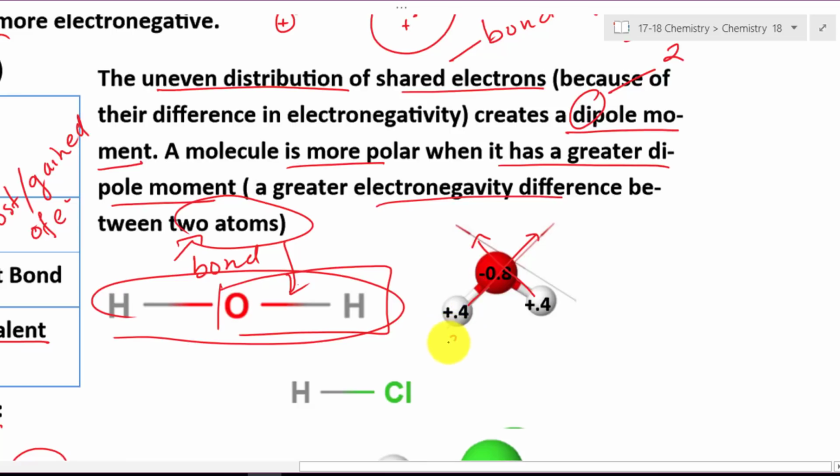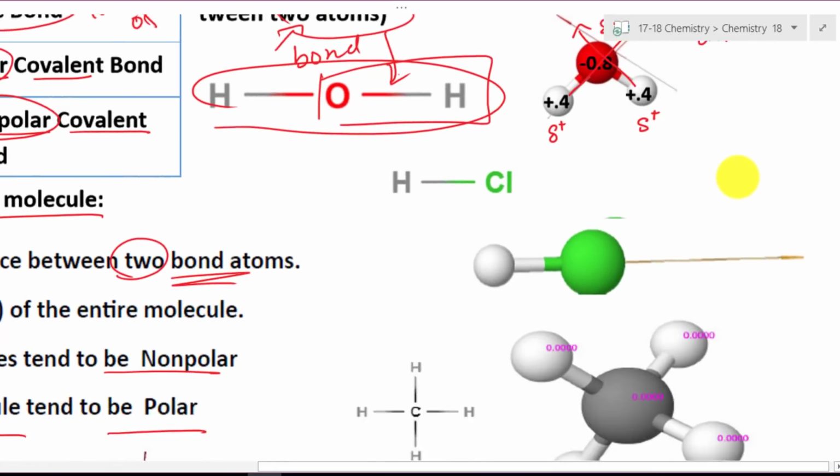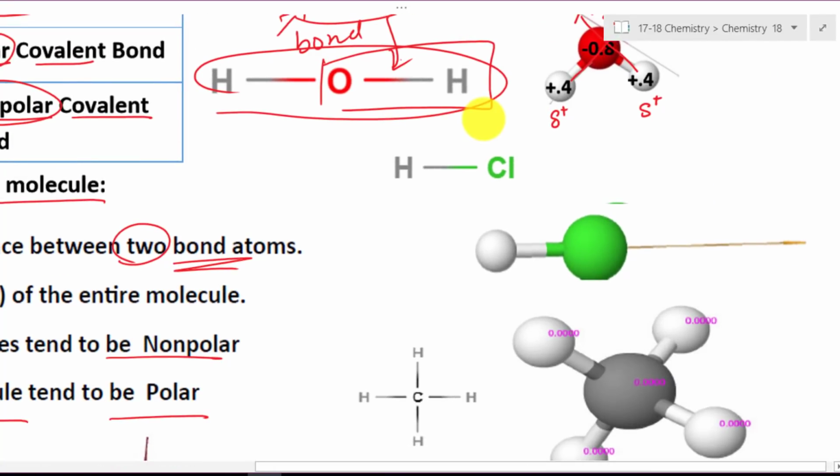And this is represented by this simple delta. Let me write out the delta symbol for you. That is the delta symbol right there. And delta basically represents the partial charges that occur because of the difference in electronegativity. In this case, we have a delta positive for the hydrogen, but on the oxygen, we would have a delta negative, okay?